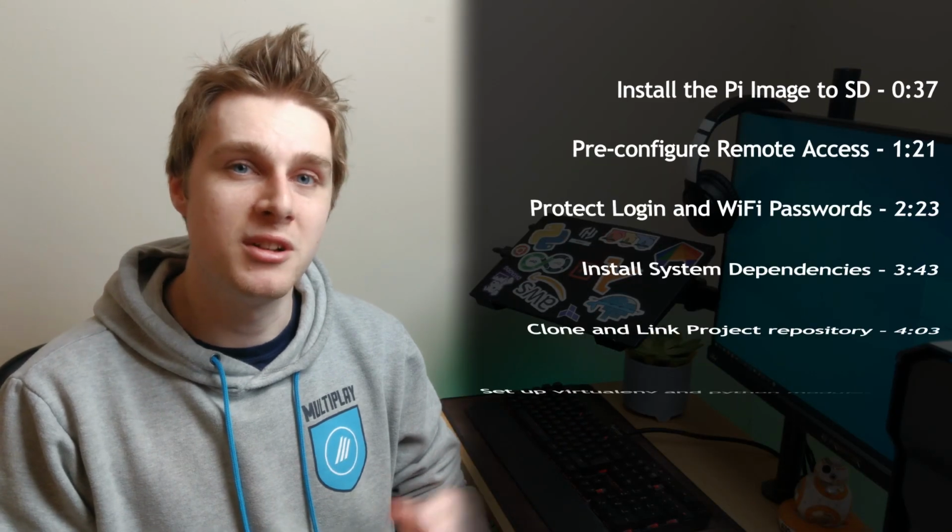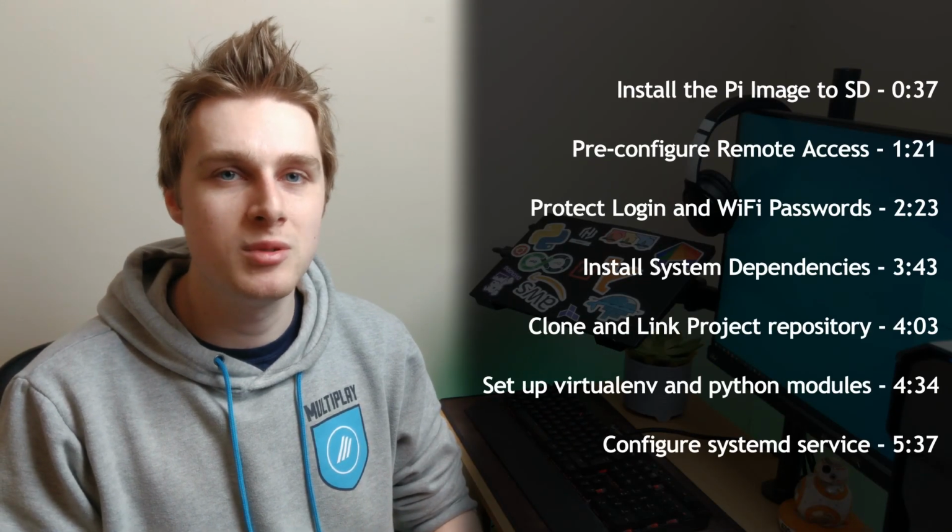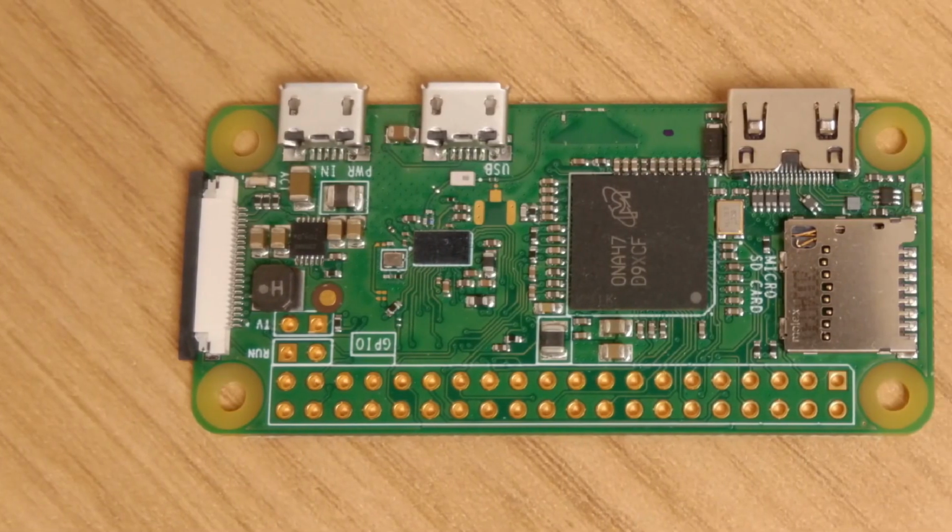In this video, we're going to look at how to deploy our app to a Raspberry Pi using systemd. So here's our Pi, the Raspberry Pi 0W. The W denotes that it has wireless capability with Wi-Fi and Bluetooth built in. This only costs $10, so it's very affordable.